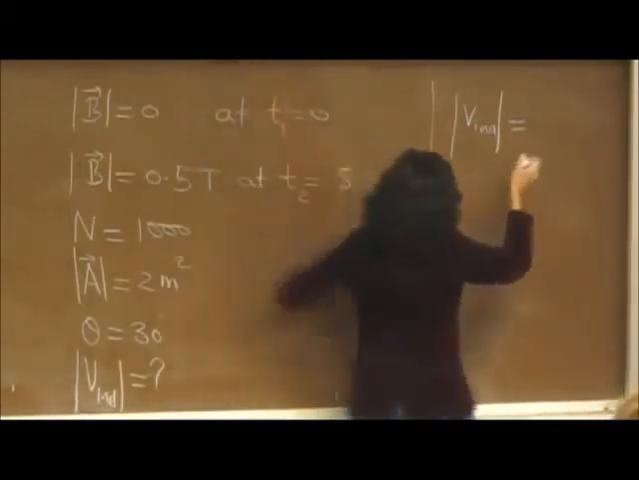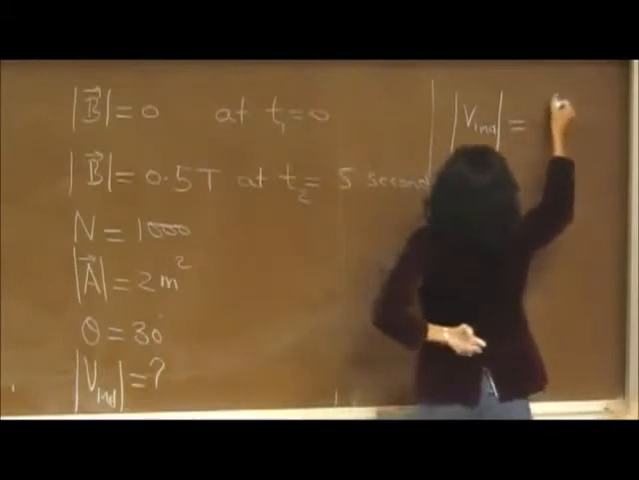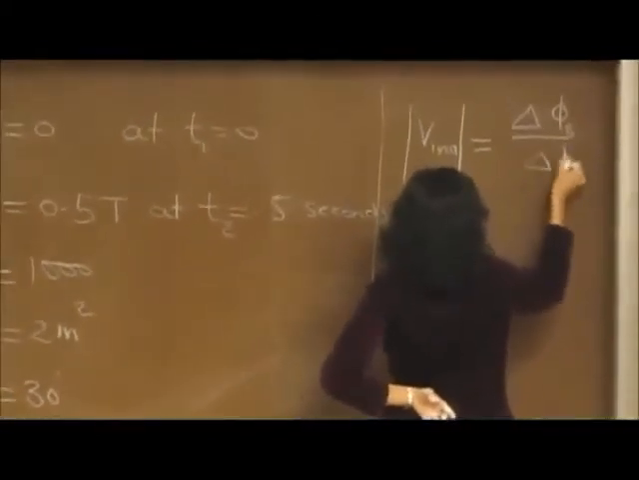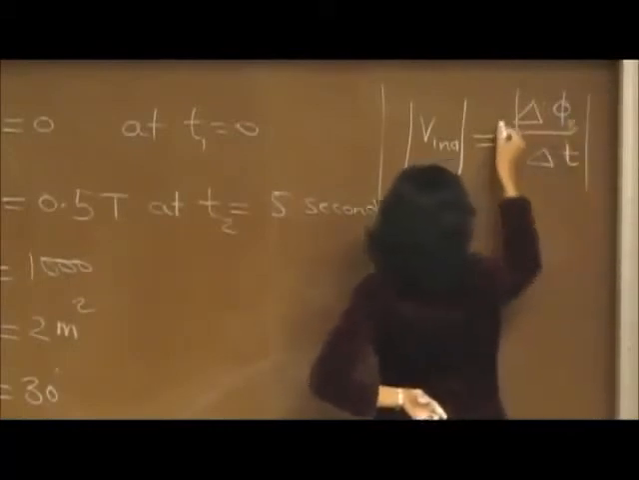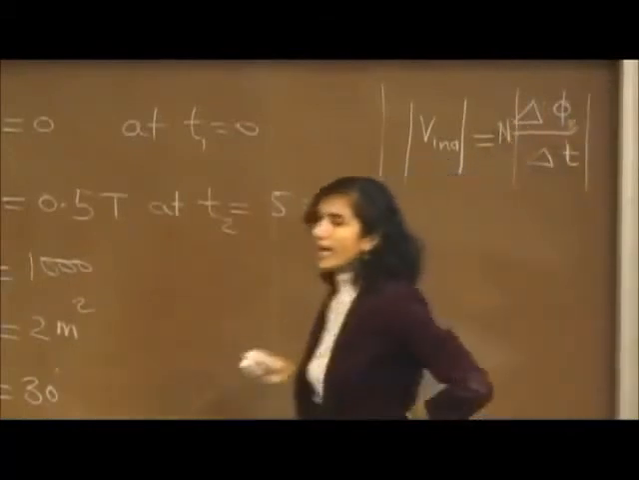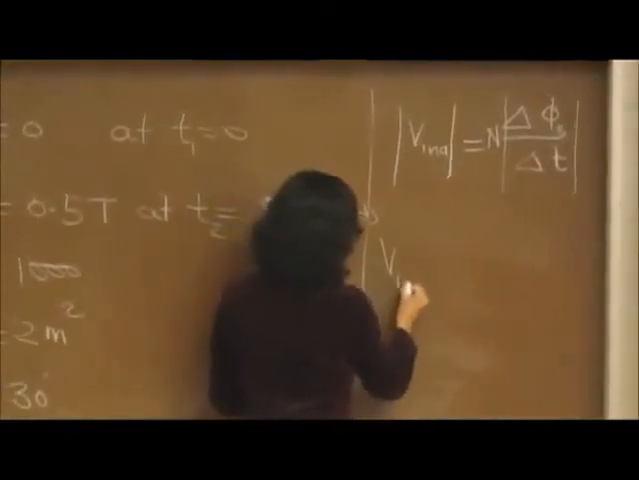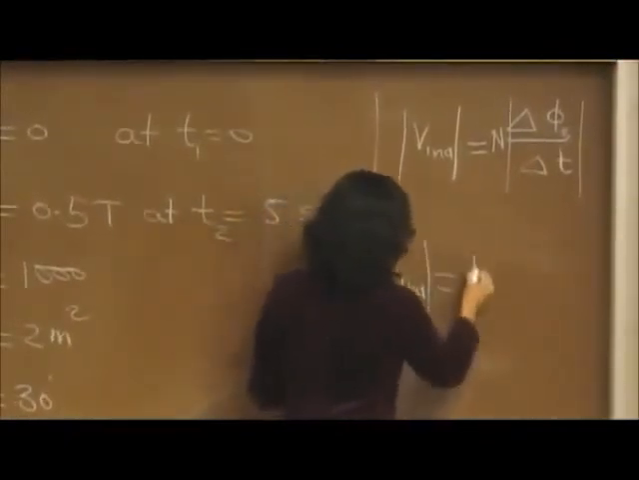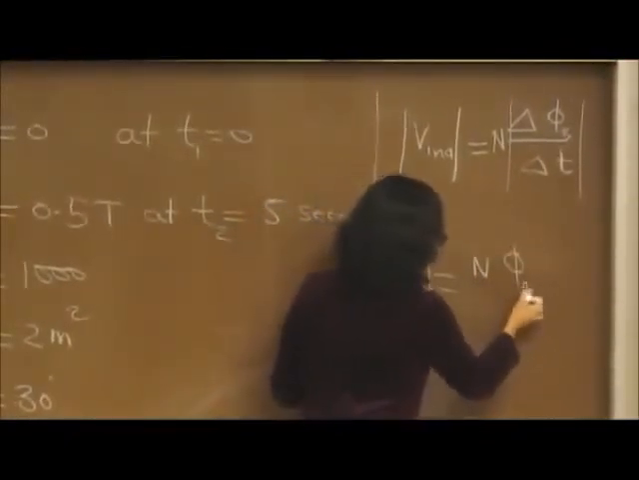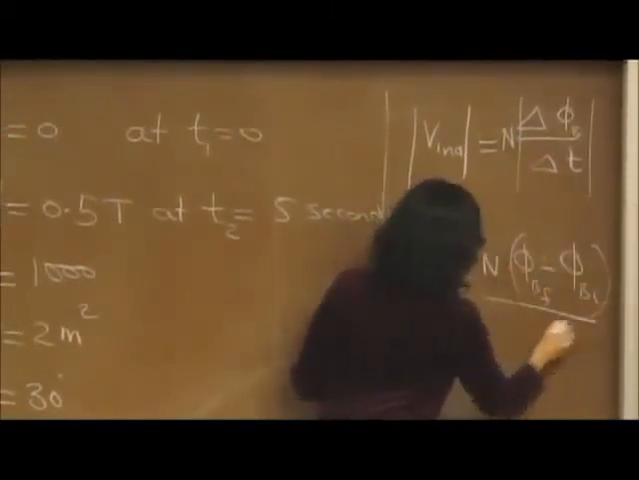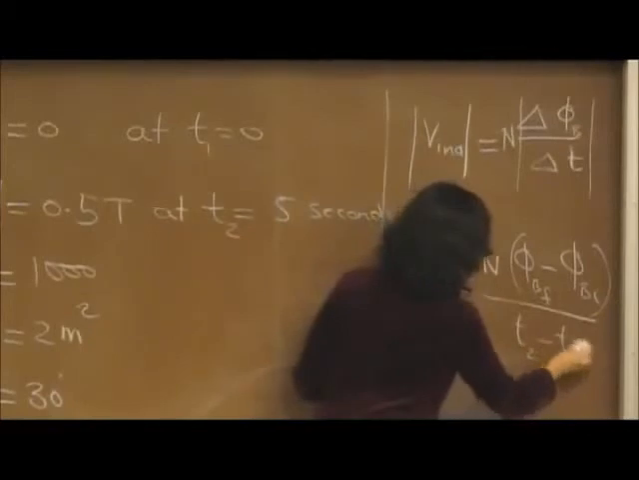We have this d over dt, and what we can do is call it delta phi over delta t, times n, since we don't care about the sign. All I have done is change the derivative into a difference, delta phi over delta t. So V induced is equal to n times phi b final minus phi b initial, divided by T2 minus T1.